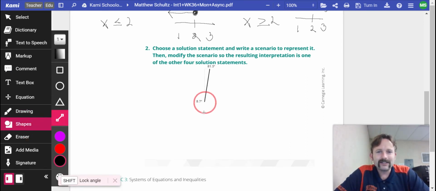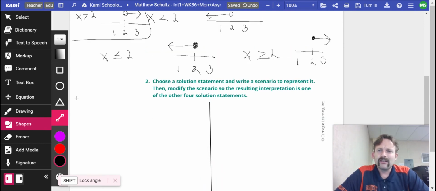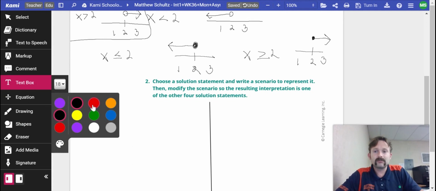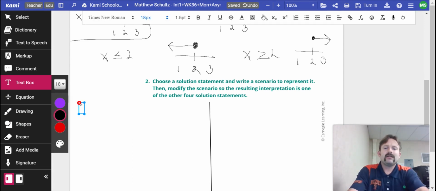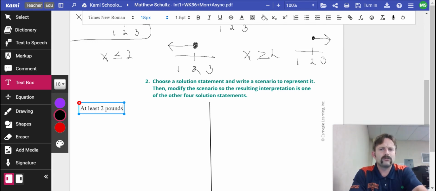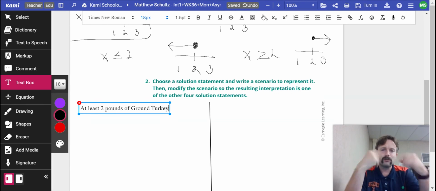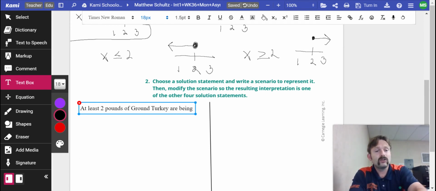All right, guys. So here's my solution, or here's mine. I'm going to say at least 2 pounds of turkey are being cooked today. So here we go. I'm going to type this out and say at least 2 pounds of ground turkey, because we want to be healthy, because like ground beef, not so good. Ground turkey, it's less fatty, it's better for you, but that's besides the point. We're doing math. At least 2 pounds of ground turkey are being cooked for tonight's dinner.